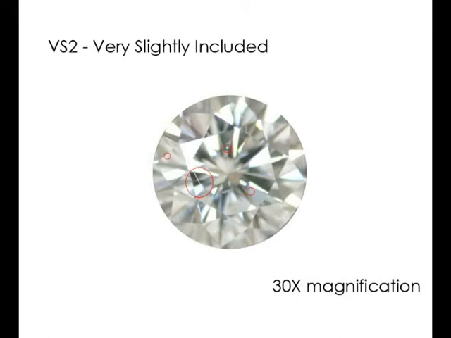On the image of the VS2 stone that is magnified by 30 times, this diamond exhibits 3 light crystals highlighted in the smaller red circles and a fissure, the diagonal white line at the 9 o'clock position under the table. These inclusions are also not visible to the naked eye.